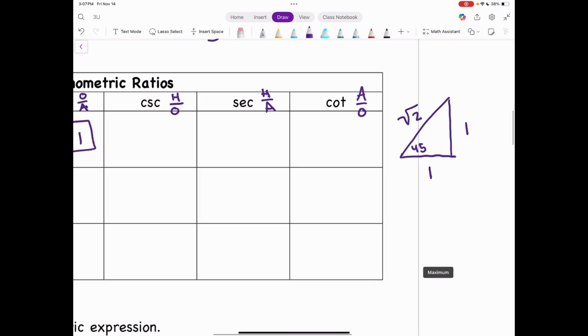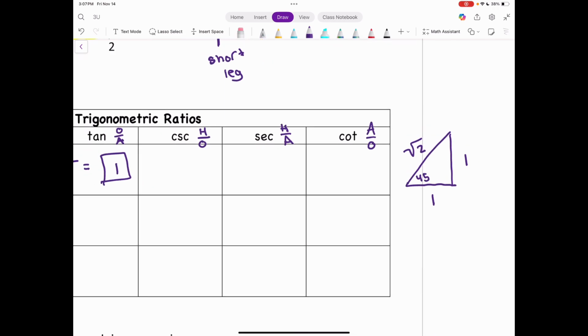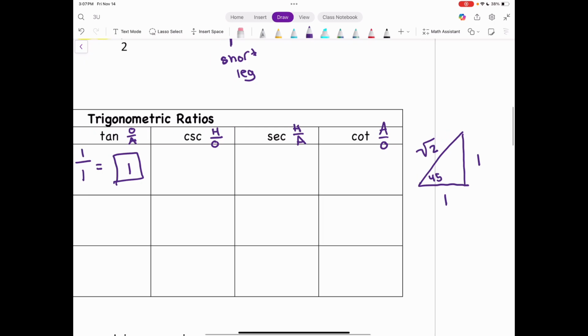So I went ahead and redrew the 45-degree angle special triangle. Again, you guys are going to have to memorize this. Let's figure out what the trig ratios for cosecant, secant, and cotangent would be, according to this 45-degree angle special triangle. So cosecant, let's label all of our sides. We know this is hypotenuse, we know this is opposite, and we know this is adjacent.